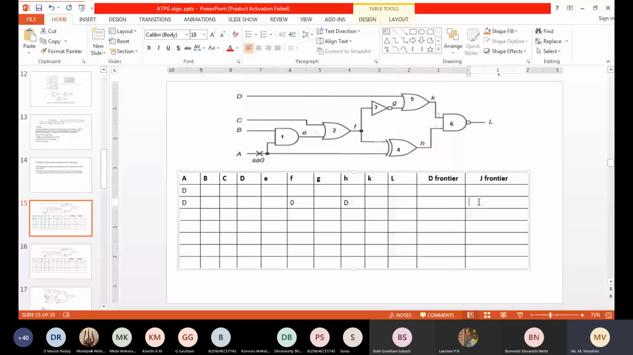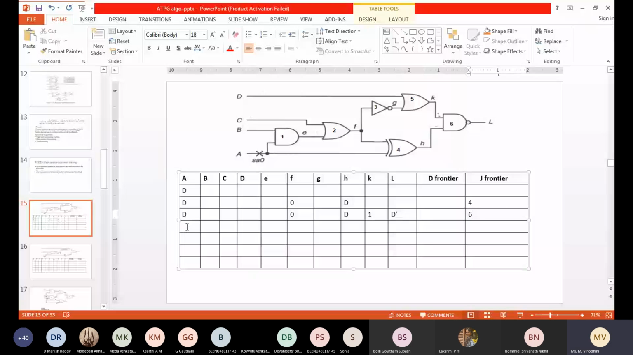Next step, again write whatever you have filled in the previous row. Next, from H, I'm taking it to L. NAND gate, so D dash. A should be 1. So gate number 6, which I worked upon in this row, will also come under J frontier.